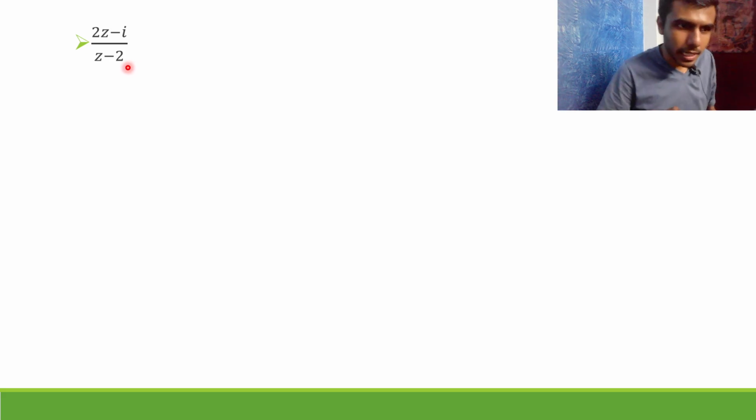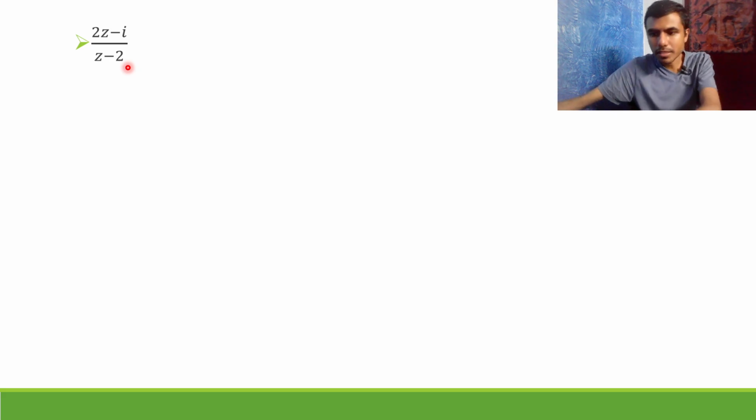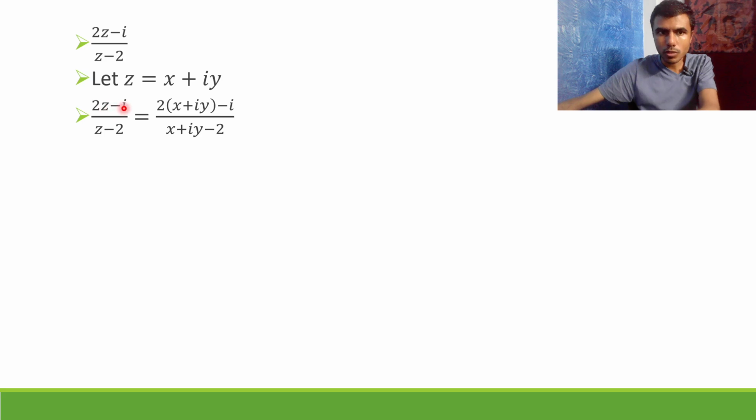For any question like this, find the locus of z, take z as x plus iy. Put z as x plus iy in this. So what you would get is (2z minus i) by (z minus 2) is nothing but (2 into (x plus iy) minus i) by (x plus iy minus 2). Now let's try to write it in the standard form like x plus iy. In the numerator, multiply this: 2x plus 2iy minus i. Next, this I wrote as x minus 2 plus iy.